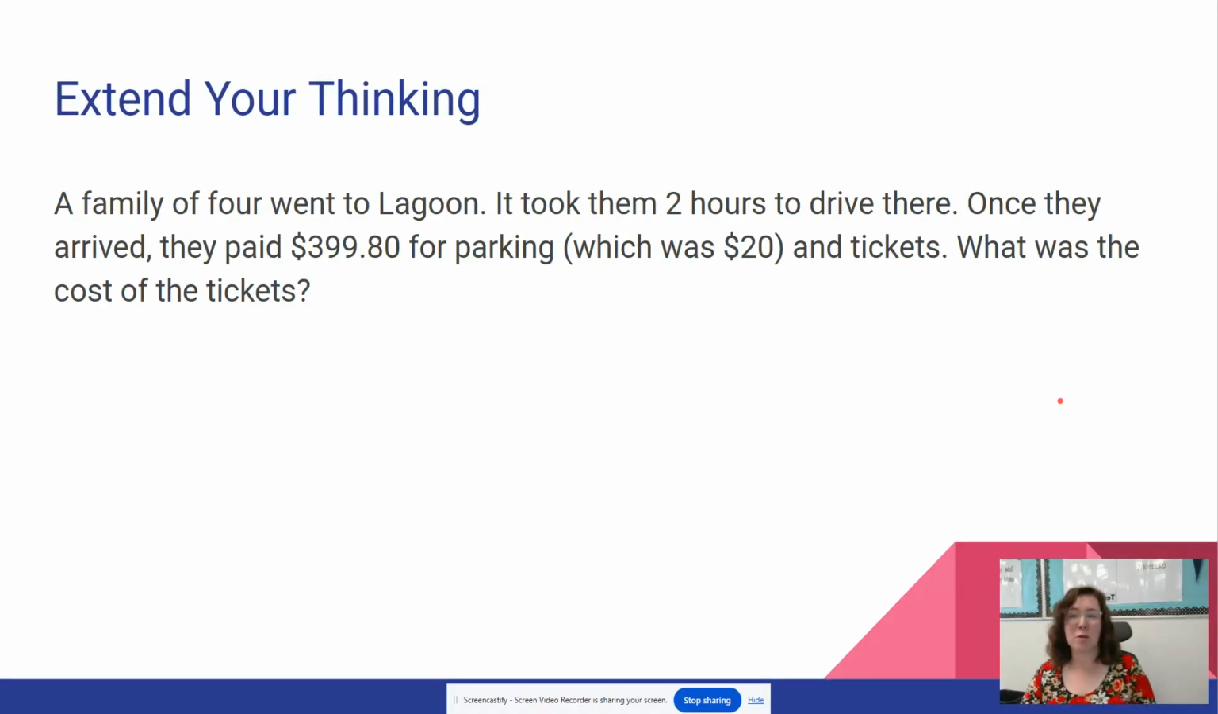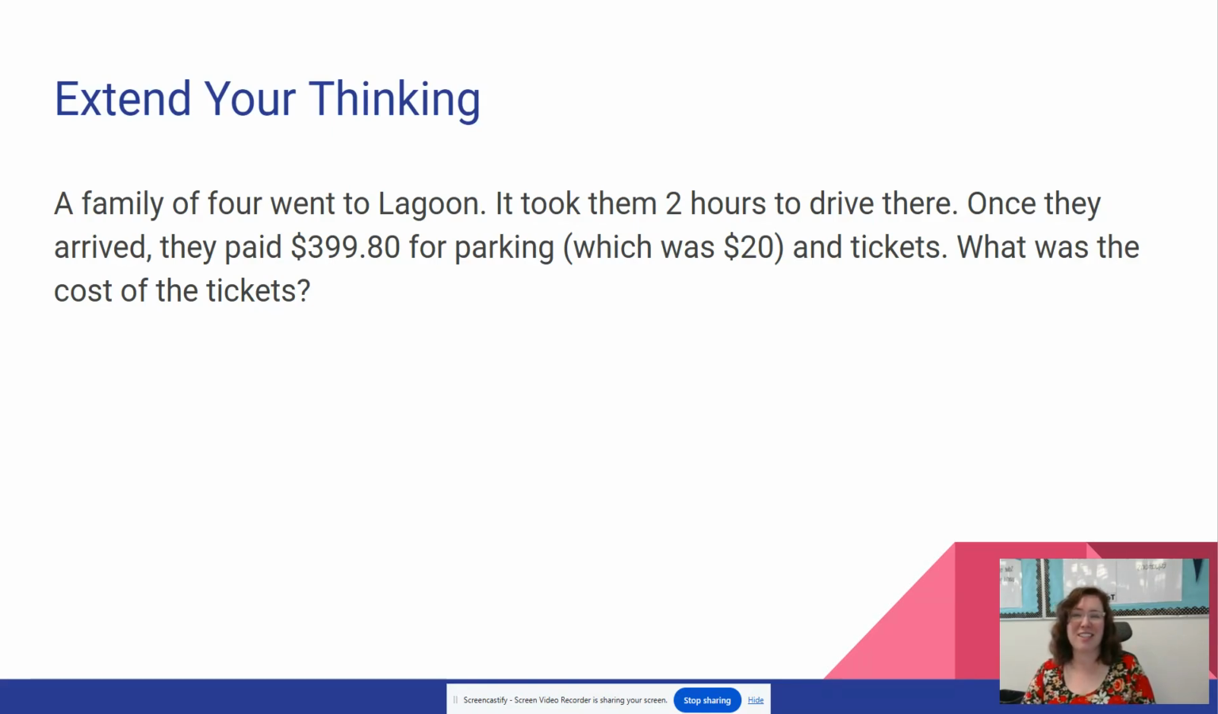A family of 4 went to Lagoon. It took them 2 hours to drive there. Once they arrived, they paid $399.80 for parking, which was $20, and tickets. So that means parking and tickets together was $399.80, and of all that chunk, $20 was parking. What was the cost of the tickets?